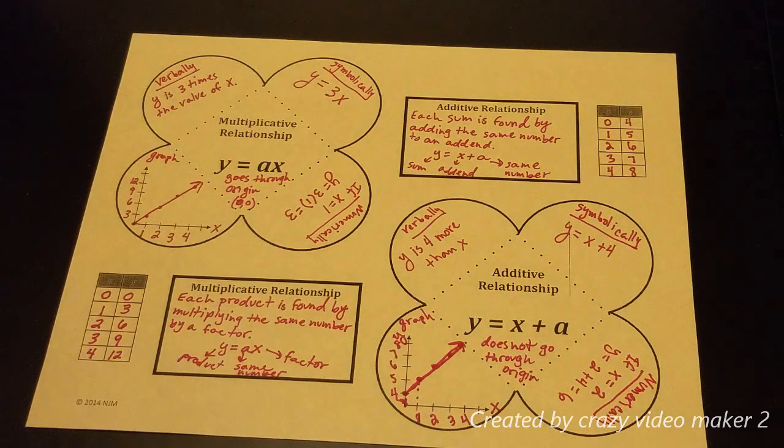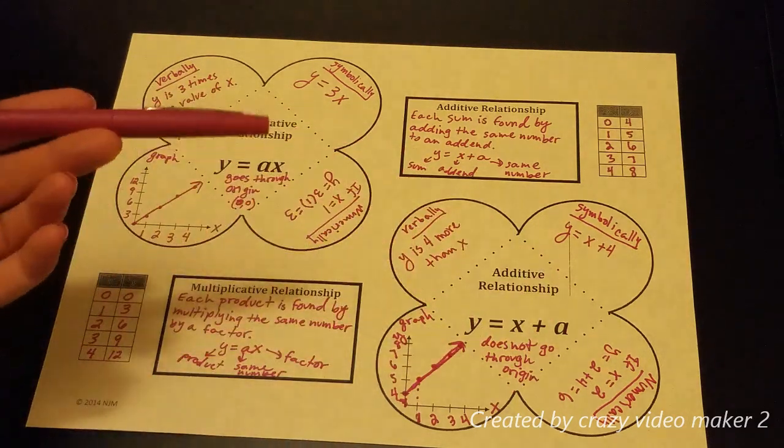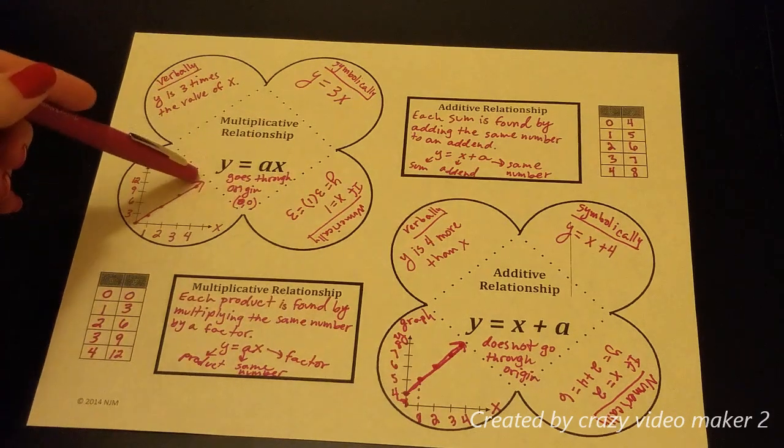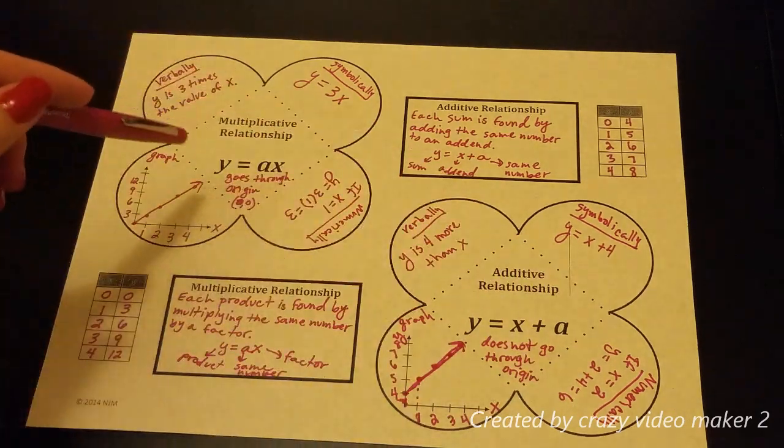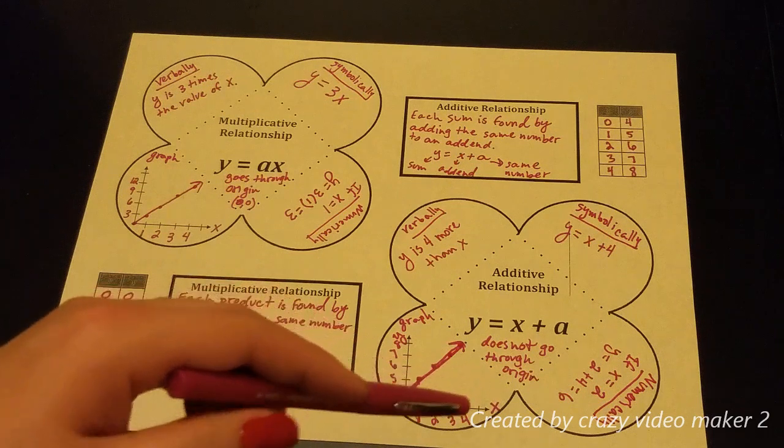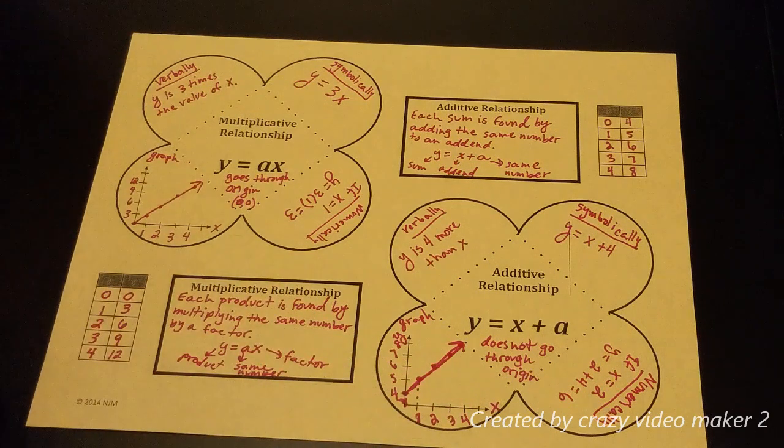Okay? So with additive and multiplicative, you're either multiplying x by something every time or you're adding something to x every time. And you're multiplying by the same number or adding the same number. Looking at your graph, your table, and all the verbal or numerical descriptions is going to help you decide between the two.